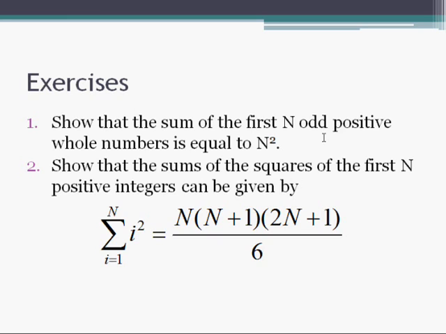Our second problem: show that the sum of the squares of the first n positive integers, so I'm saying 1 squared plus 2 squared plus 3 squared plus 4 squared, etc., up to some capital N, can in fact be given by this formula. We have n times n plus 1 times 2n plus 1, all divided by 6.